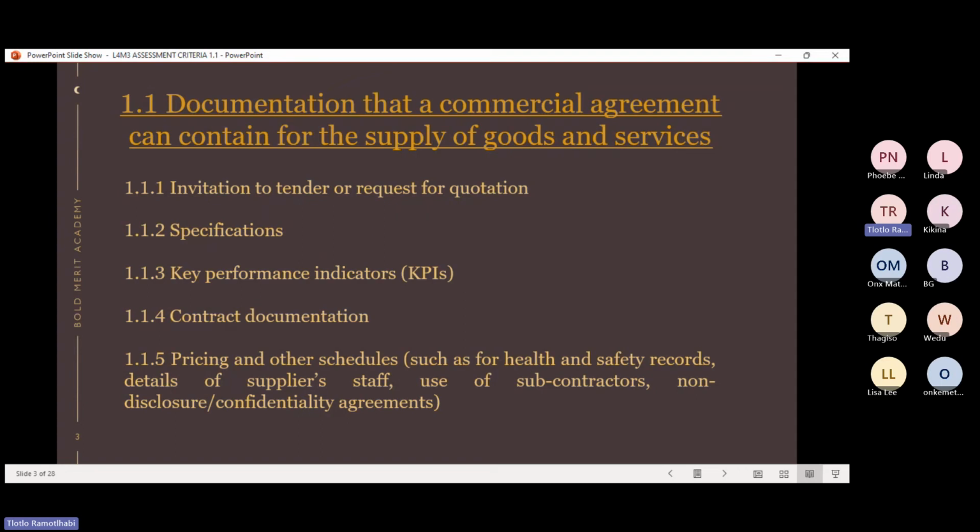We have pricing and other schedules, such as health and safety records, details of supplier staff, use of subcontractors, and non-disclosure or confidentiality agreements. These are some of the items or documents that are attached at the end of the contract for us to say a contract is complete.